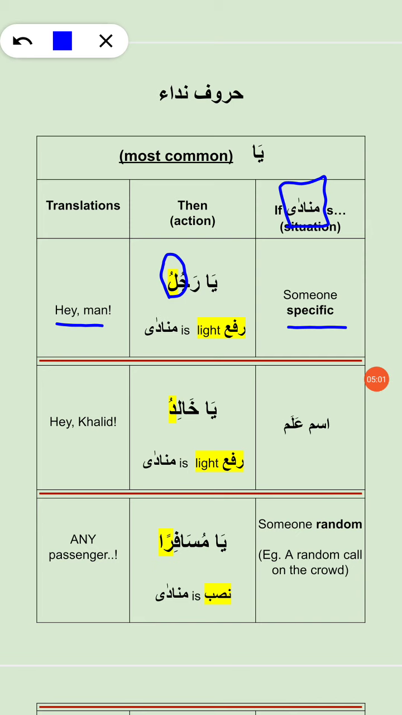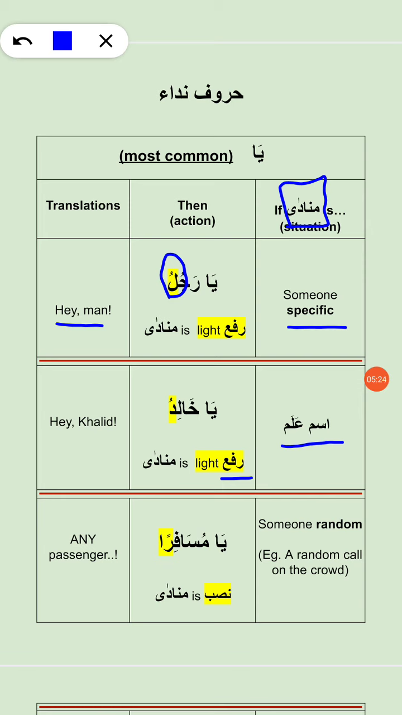Okay, now if you need to call out to someone by name, that means the munada is ism alam. What do you do then? Same thing. You simply make it light and in rafa form. So if you're calling out to someone named Khalid, what do you say? You say ya Khalidu. Okay. Why? Well, because that's how it is done.